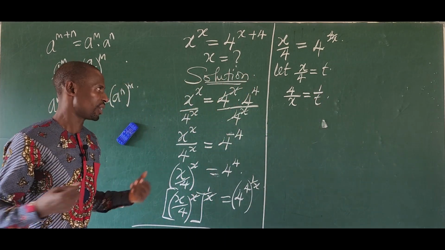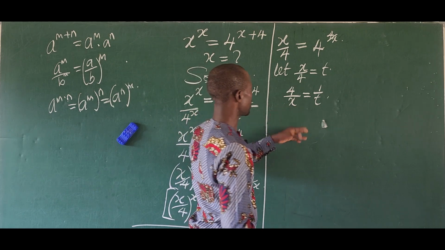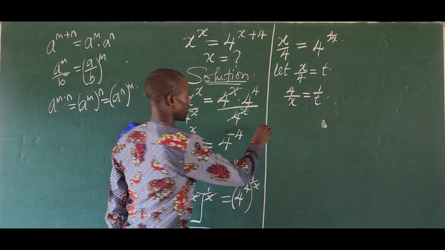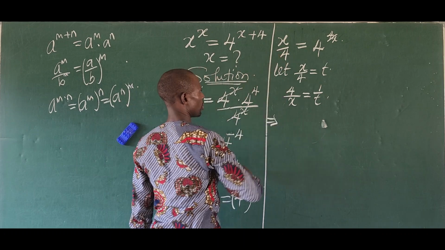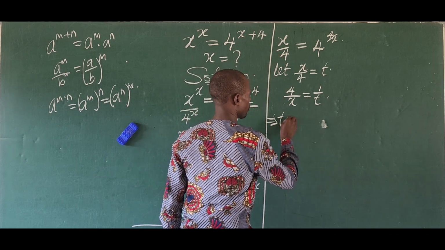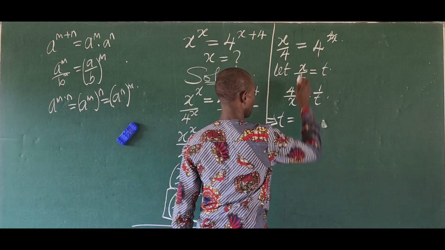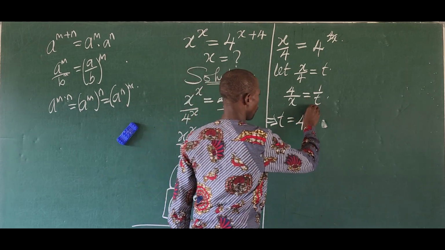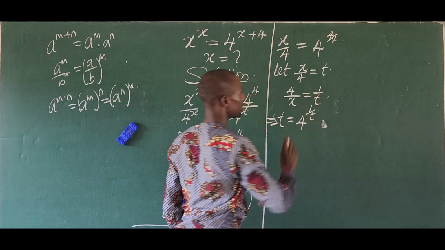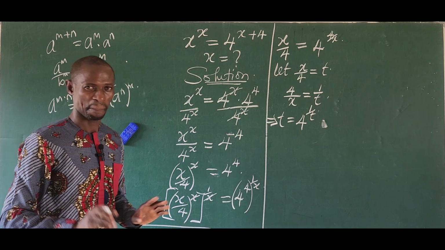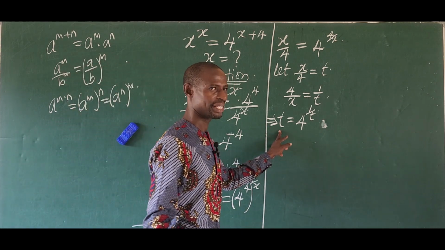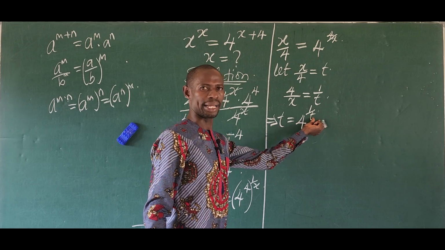Easy. Good. So with this we have in here now, let's substitute these two quantities in our equation here. So this equation will now become t equal to 4, which remains here, 4 all raised to the power of 1 all over t. Are we learning something here? Good.